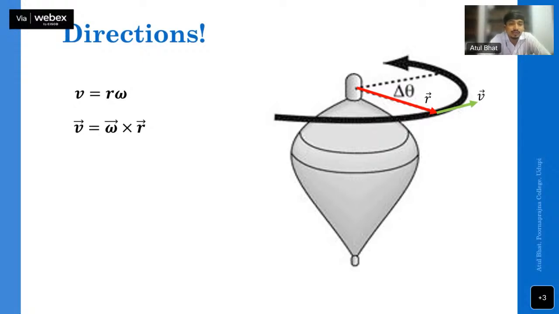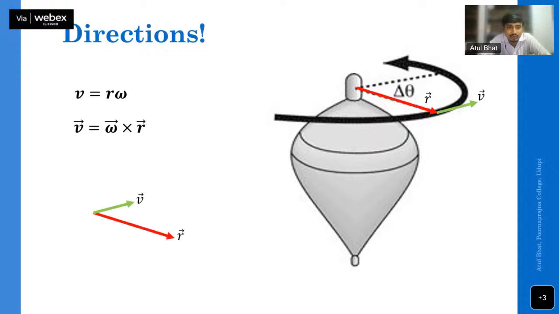When you multiply two vectors, you need to be very careful. And this is the actual vector formula. So you see there are arrow marks on top of v, r, and omega. So v is equal to omega cross r. Now that means whenever there is a cross product, A cross B is equal to C, then we know that A, B, and C are all mutually perpendicular. So let me show you. We've got r vector and v vector like this.